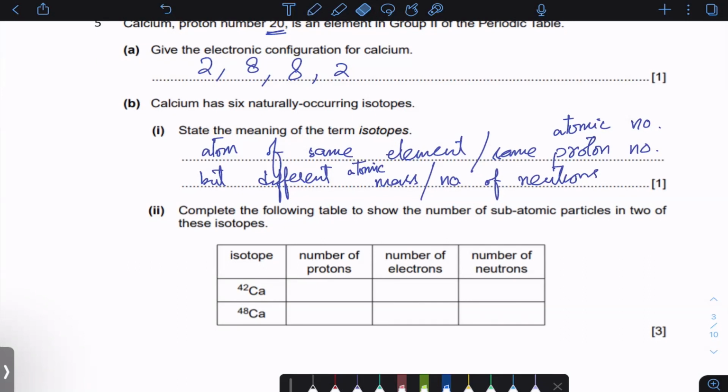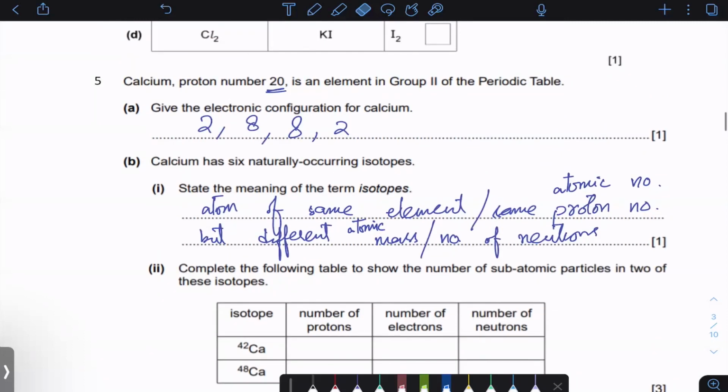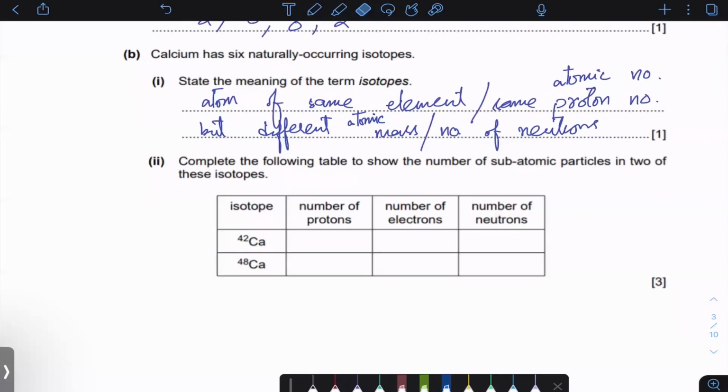All right. Now, calcium, they have already told us it has proton number 20. And we know that isotopes all have the same proton number, which means that this will be 20 and that will also be 20. And since both of these are neutral, in दोनों में कोई charge नहीं है, we will have the same number of electrons. Why? Protons are positive, electrons are negative, they cancel each other out.